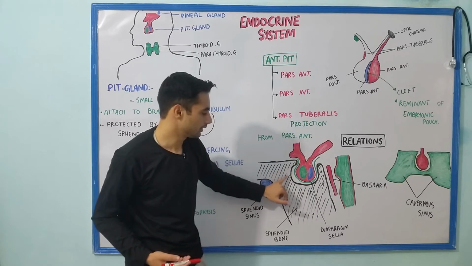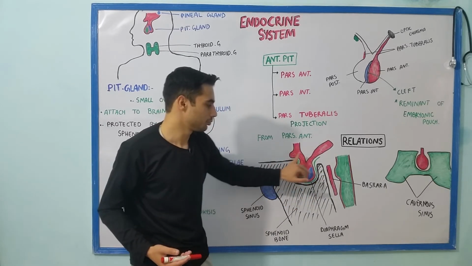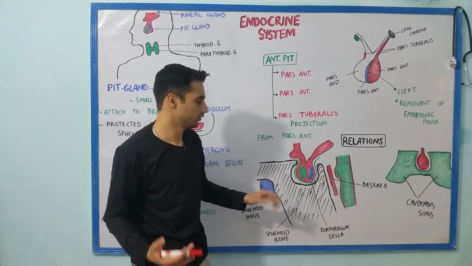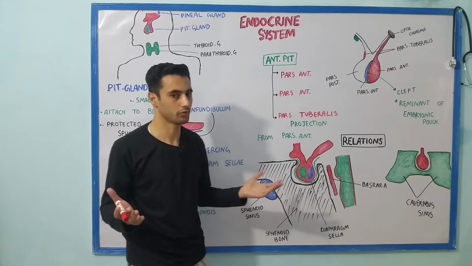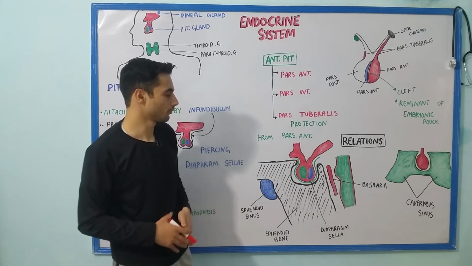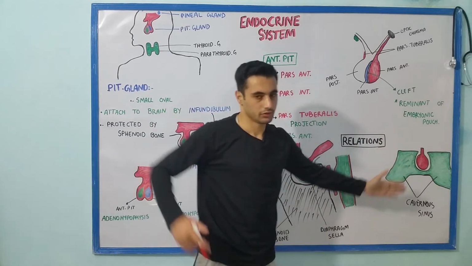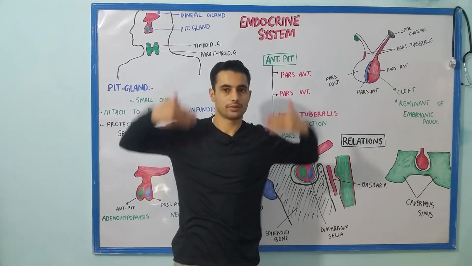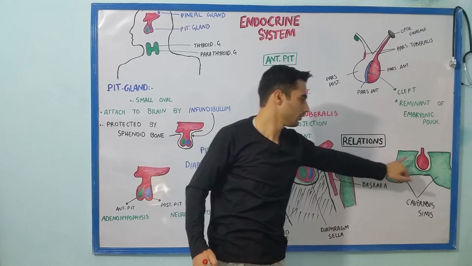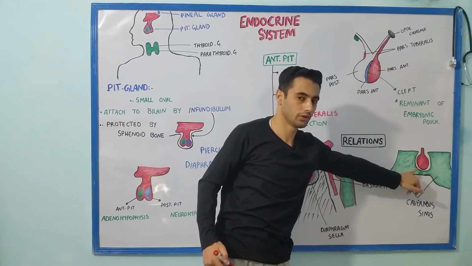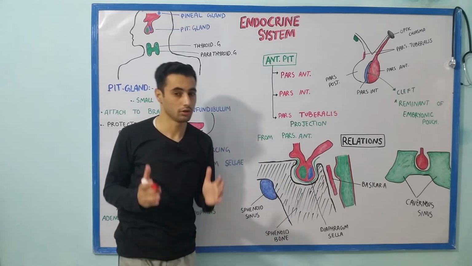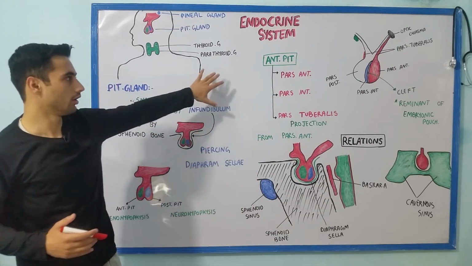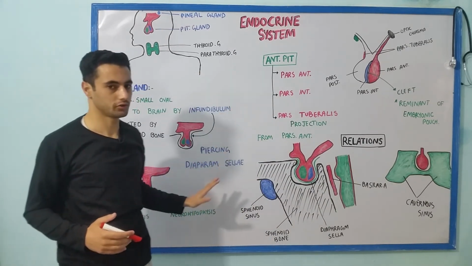Now, the diaphragma sella is covering this pituitary gland from all sides, anteriorly, posteriorly, superiorly, and inferiorly as well. In the coronal section, like the section from this side, we have the cavernous sinuses laterally on both sides. This is all about the anatomy of the anterior and the posterior pituitary.